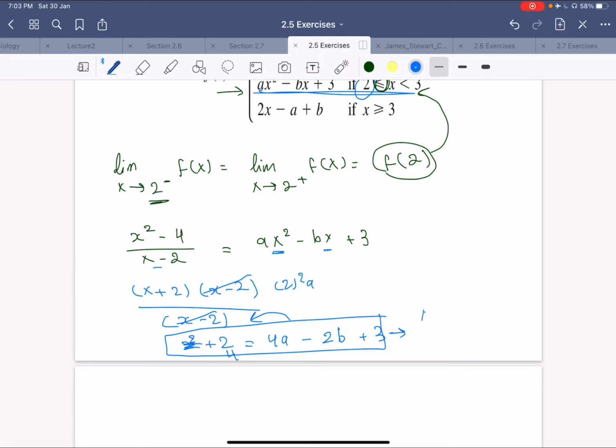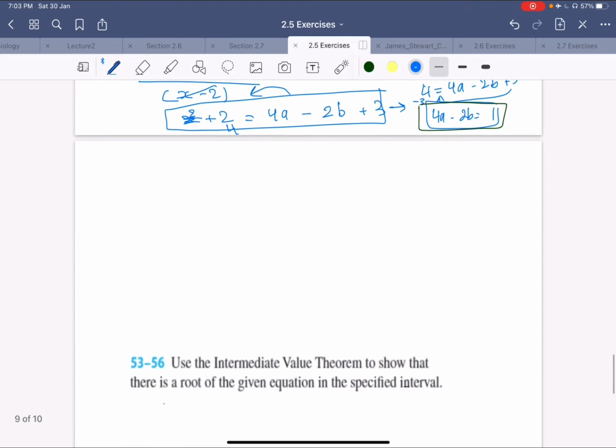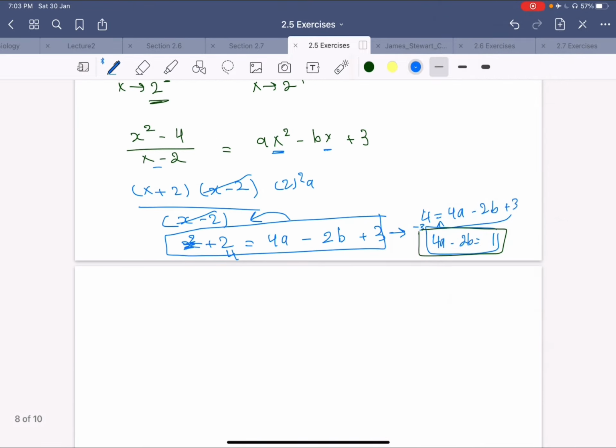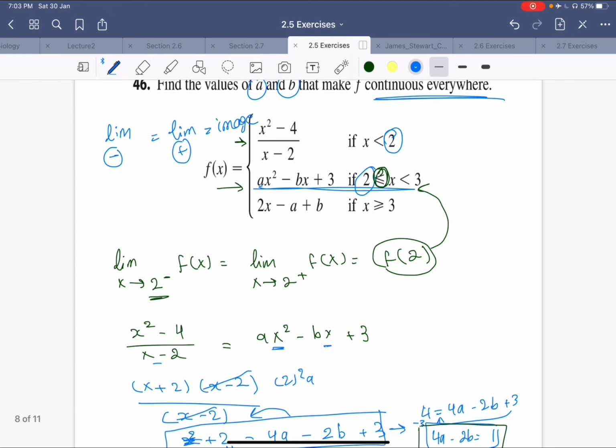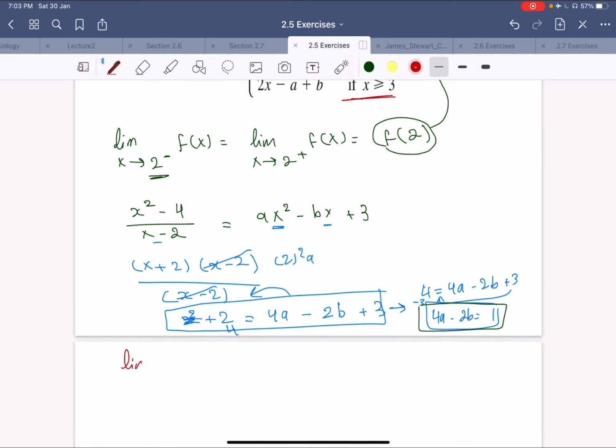So if we bring them back, 4 equals 4a minus 2b plus 3. We move the 3 over, so we get 4a minus 2b equals 1, because it becomes minus 3. This is our first equation. Now we come to the second one, for the number 3: we take the limit when x approaches 3 from the left of f(x), which will equal the limit when x approaches 3 from the right, and f(3).